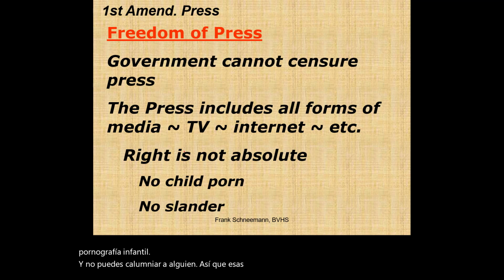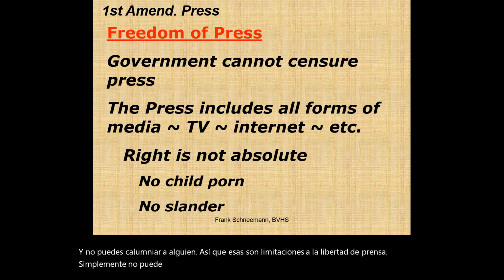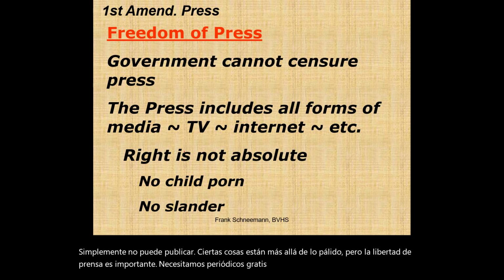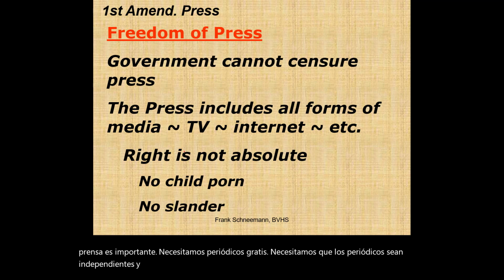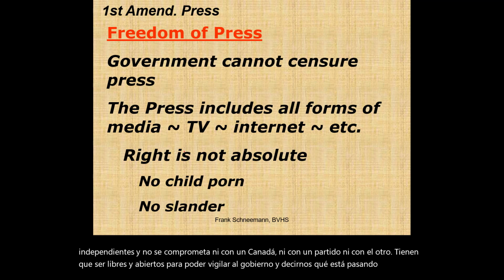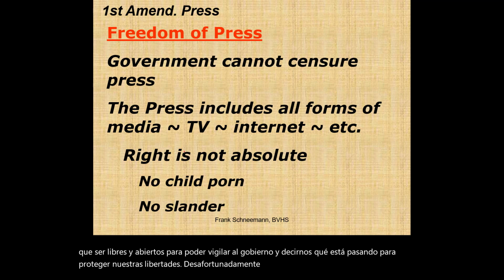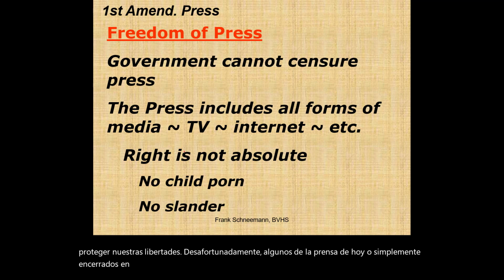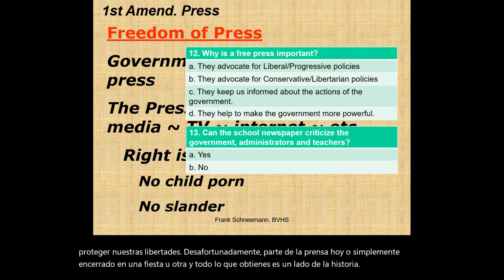You just can't publish certain things that are beyond the pale. But freedom of the press is important. We need free newspapers. We need the newspapers to be independent and not committed to either one candidate or one party or the other. They need to be free and open so they can keep an eye on the government and tell us what's going on to protect our freedoms. Unfortunately, some of the press today are just locked into one party or another, and all you get is one side of the story. So why is free press important?